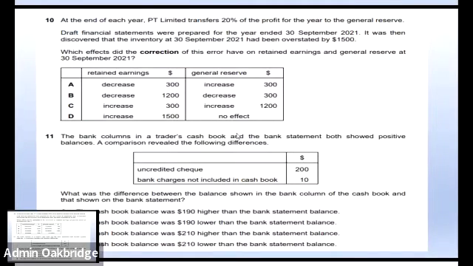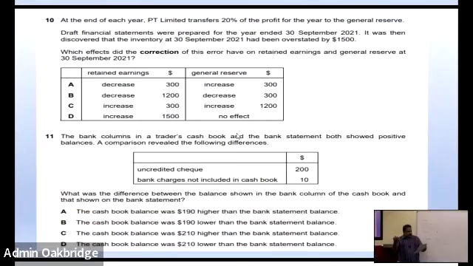300, correct? So now, if you correct the error, your profit becomes lesser. Correct or not? The error has made your profit go up. Now they ask you the effect if you correct this error, correct? If you correct this error, your profit becomes lesser. So your retained earnings will become lesser by 300 because they're telling you 20%, correct? So where is it decreased by 300?